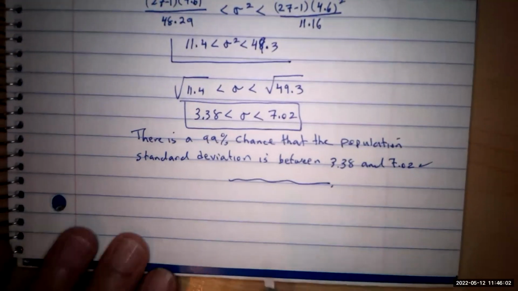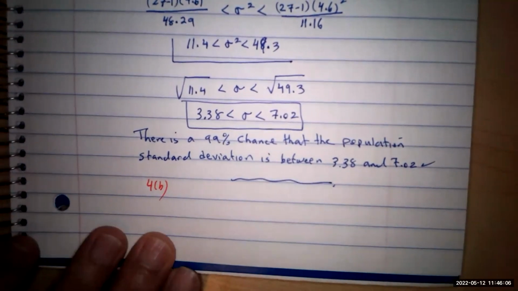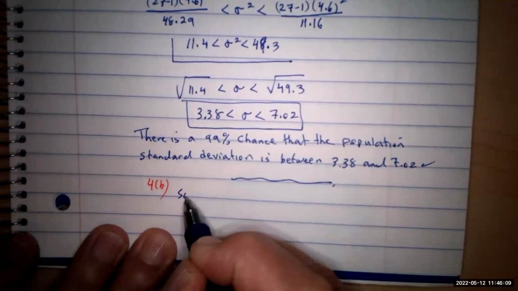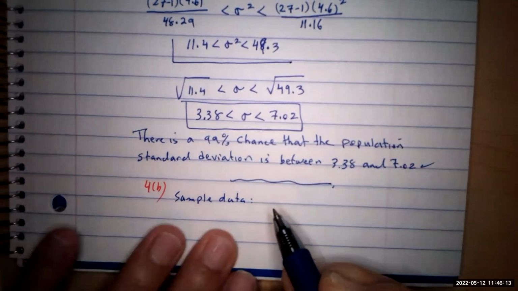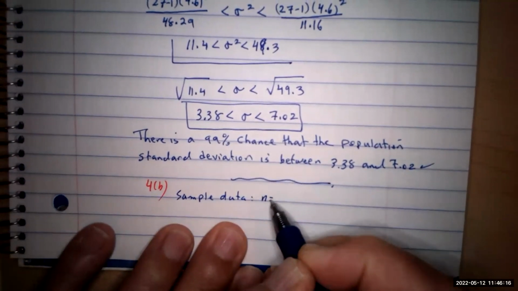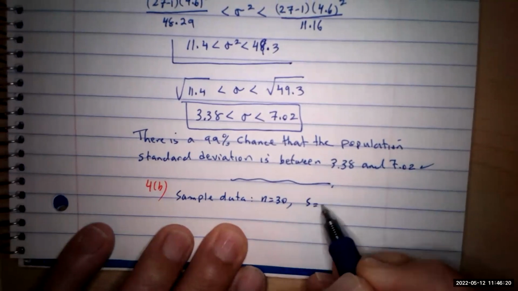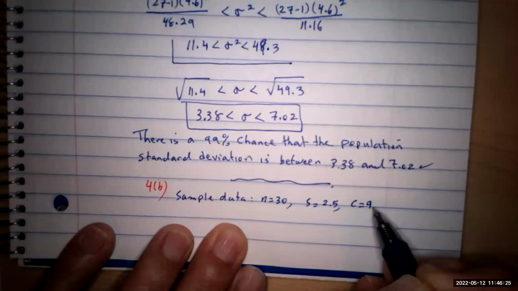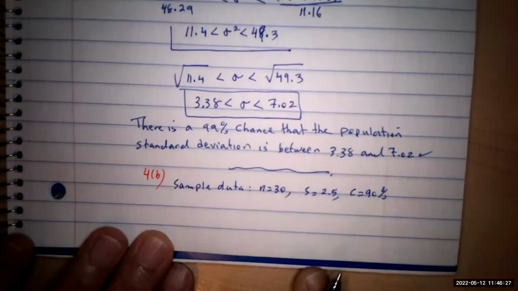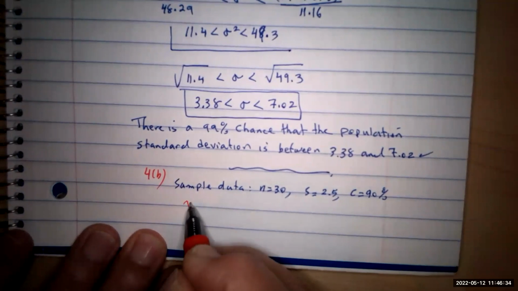Okay, this is for the 4B. Briefly, this is the sample information that you have. That's going to be your sample data. You have n equal to 30, and the sample standard deviation of 2.5, and the C of 90%. Okay, you can draw the table. It's like the first part. You must arrive at these chi-squares, the same way that we did before.